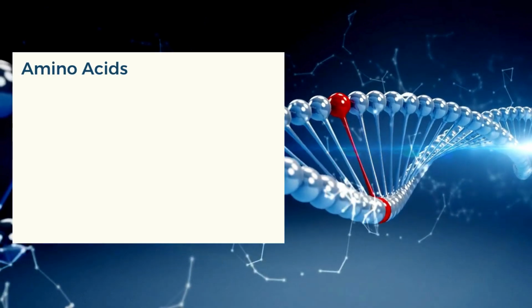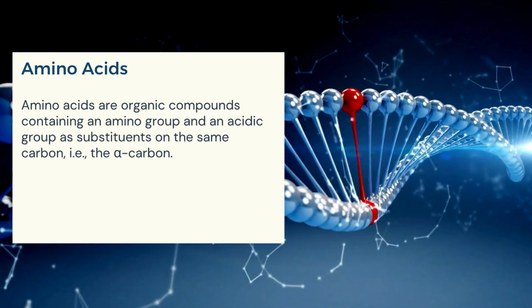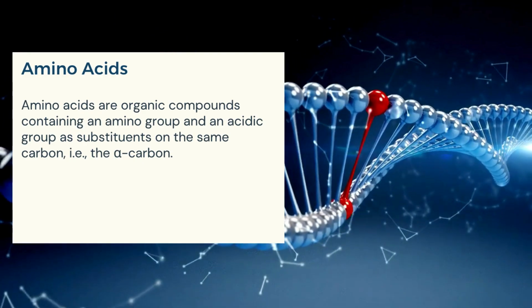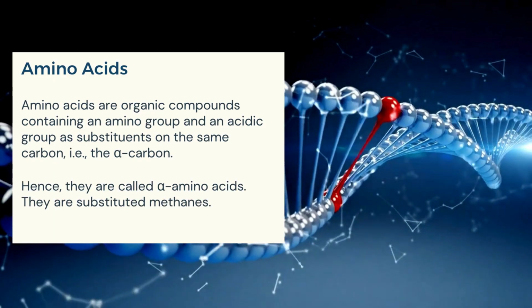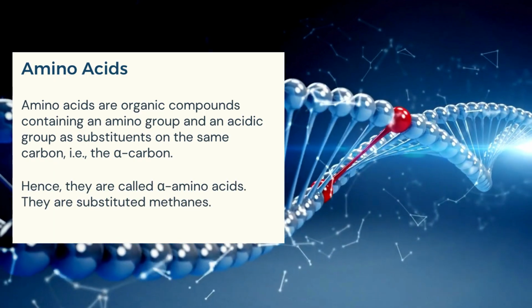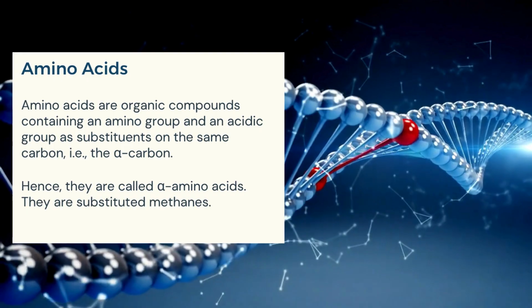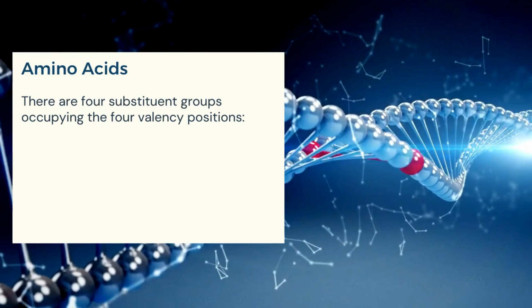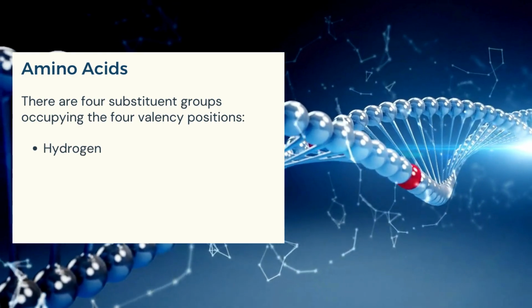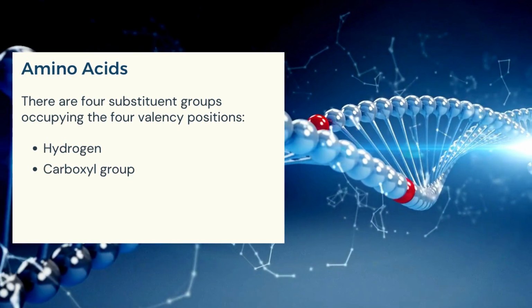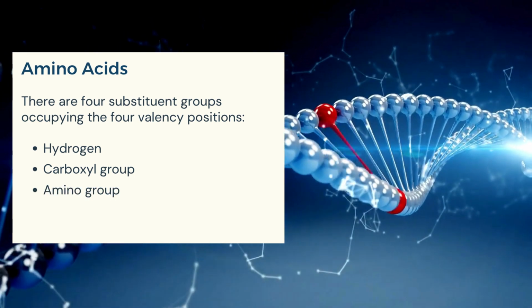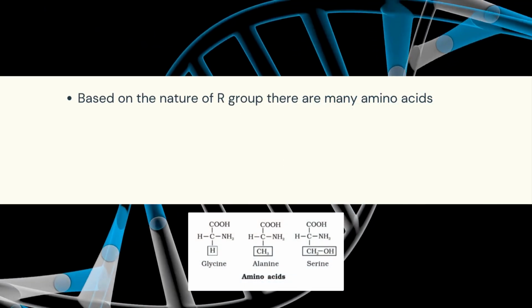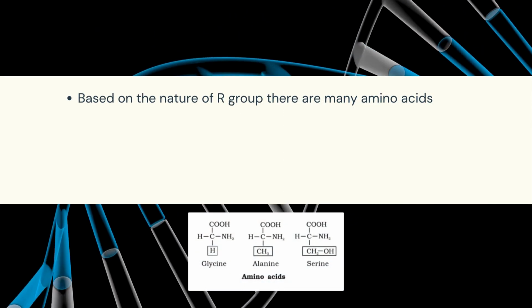Amino acids. Amino acids are organic compounds containing an amino group and an acidic group attached to the same carbon atom, which is called the alpha carbon. Hence, they are called alpha-amino acids. They are substituted methanes. There are four substituent groups occupying the four valency positions: a hydrogen atom, a carboxyl group, an amino group, and a variable R group. Based on the nature of this R group, there are many amino acids.